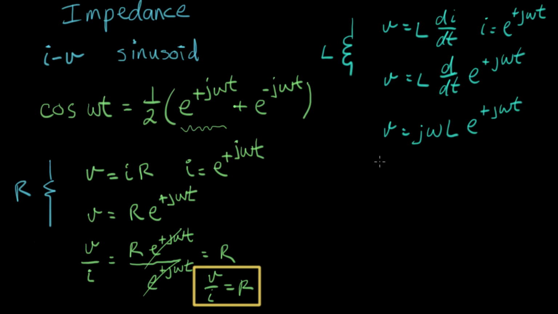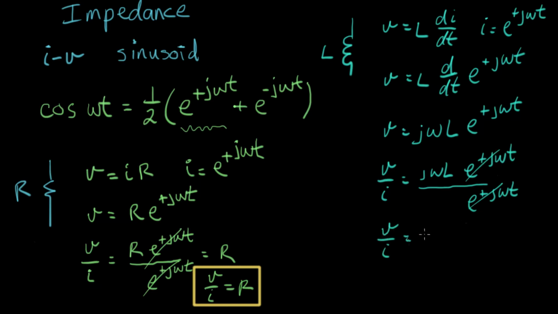All right, so now let's take, once more, the ratio of voltage to current. And that equals, here's the voltage, j omega L times e to the plus j omega t, and let's divide that by I, which is e to the plus j omega t. So those cancel, and we get V over I equals j omega L.